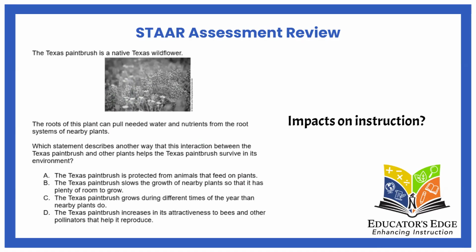So students have to infer a cause and effect relationship here to understand that because the Texas paintbrush is pulling nutrients away from other plants, it could potentially slow their growth to give the Texas paintbrush more room to grow. So they're pretty complex questions. Students really have to do some inferring and really understand what every structure of a plant does to help the plant survive in its environment.